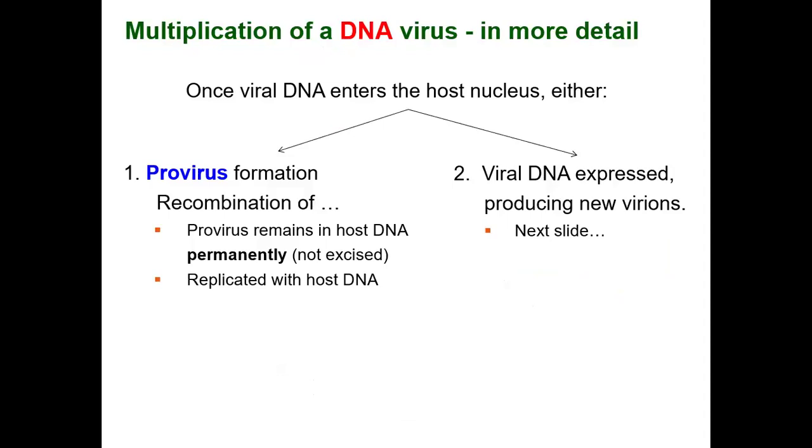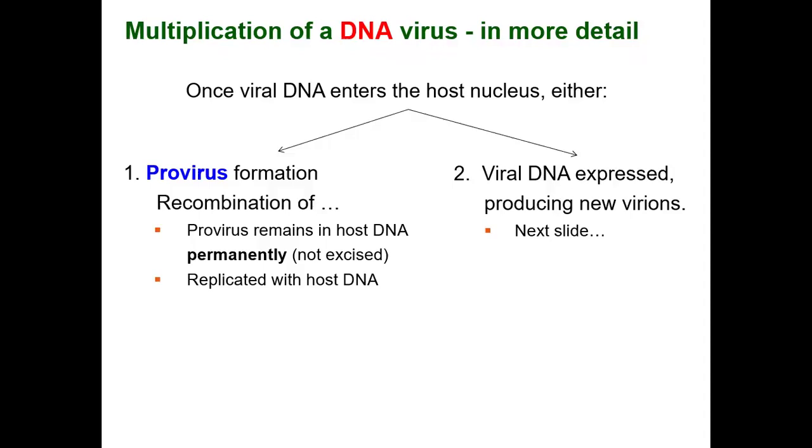So once viral DNA enters the host cell, one of two things can happen. First, the DNA can actually integrate into the host cell's chromosome. We don't call this a prophage because a phage is a term we use for bacteriophages. We call it a provirus. This is an animal virus that is integrated into the host chromosome.